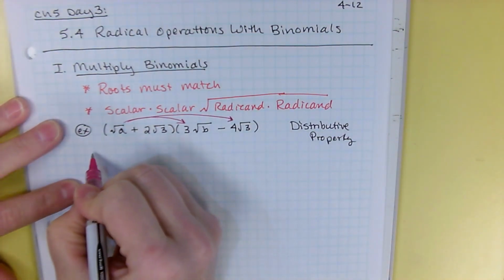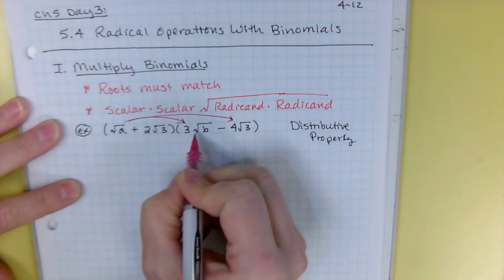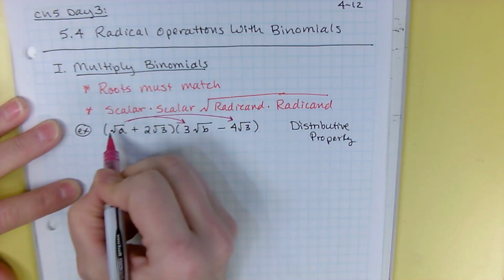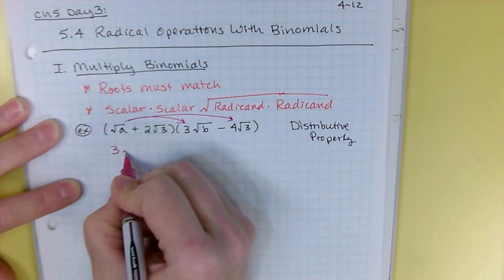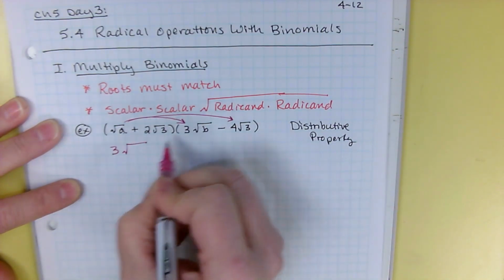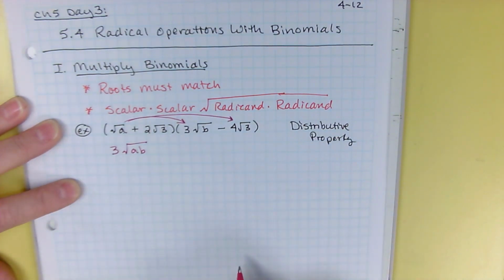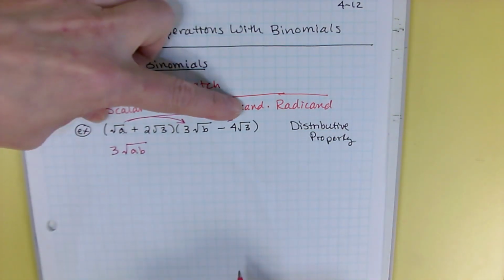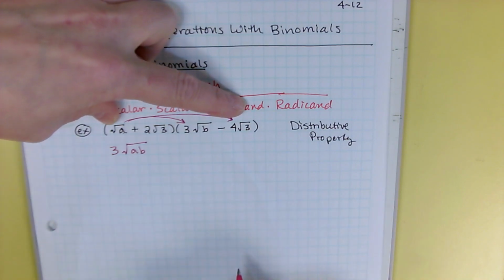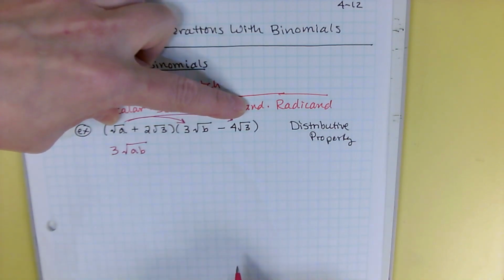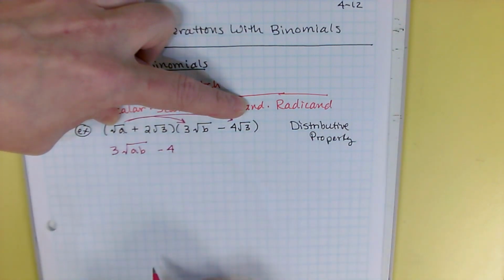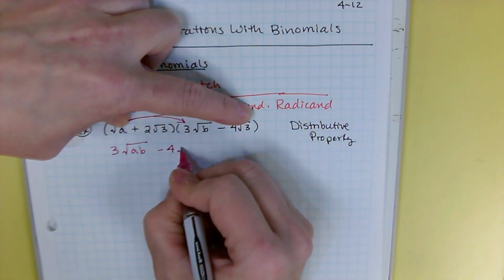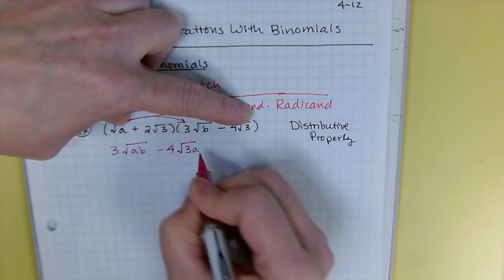So we're going to have radical a times 3 radical b. There's an invisible 1 on the outside, so 1 times 3 is 3. And then under the radical, I have a times b, so it's just ab. Now I'm going to multiply that radical a times negative 4 radical 3. Outsides and outsides, 1 times negative 4 is negative 4. Inside times inside, 3 times a is 3a.